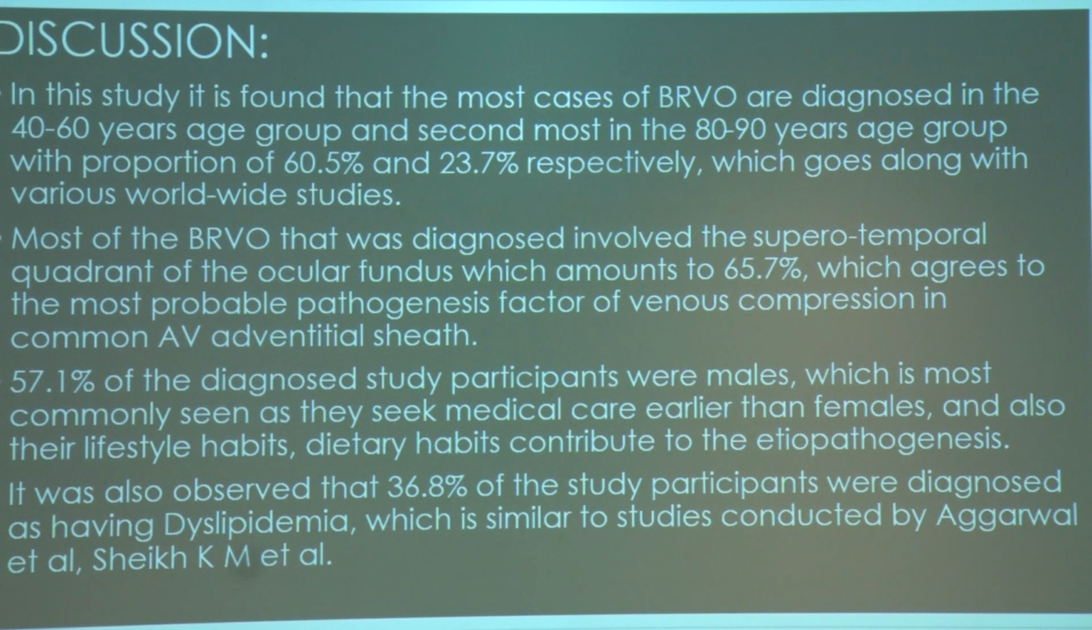BRVO was diagnosed most commonly in the superior temporal quadrant, which amounts to 65.7% of the cases, which agrees with the most common probable pathogenetic factor. 57.1% of the diagnosed study participants were male, and 36.8% of the study participants were diagnosed as having dyslipidemia, which is similar to the studies conducted by Agarwal et al. and Sheikh KM et al.